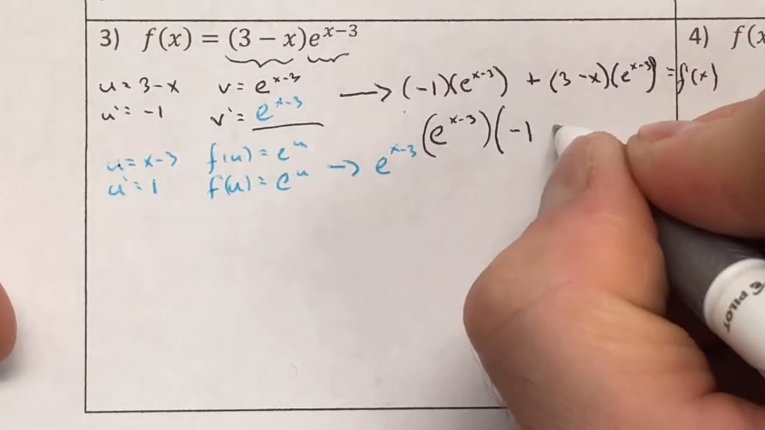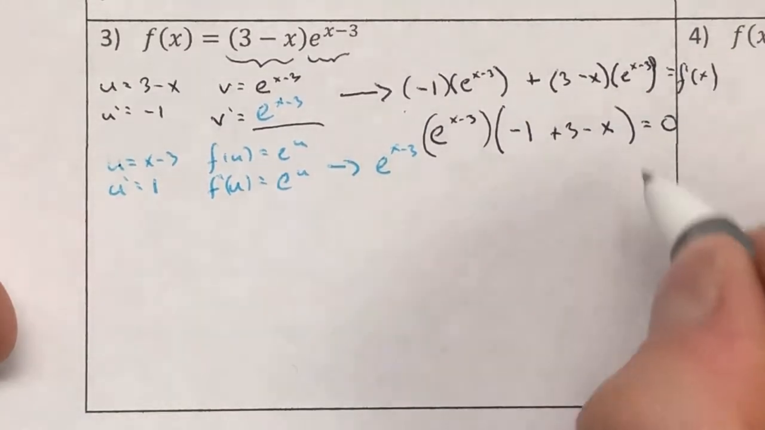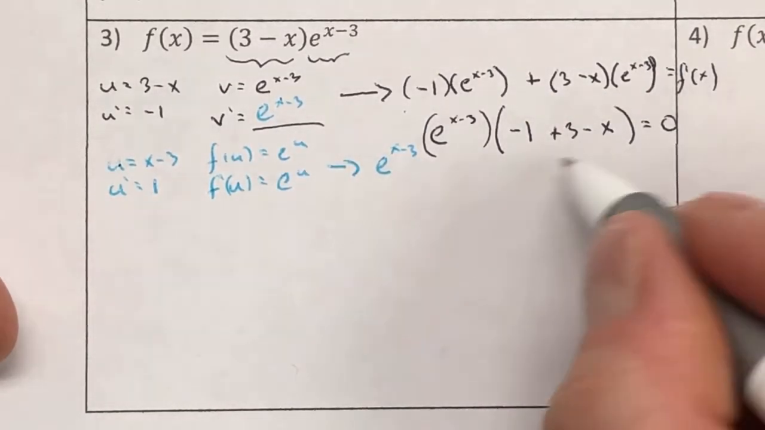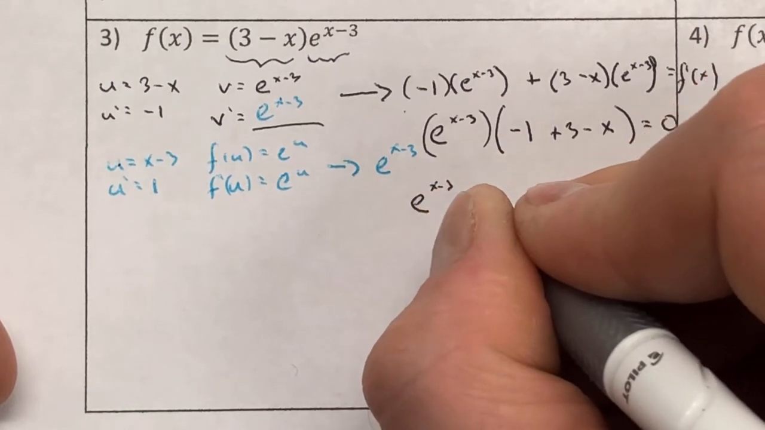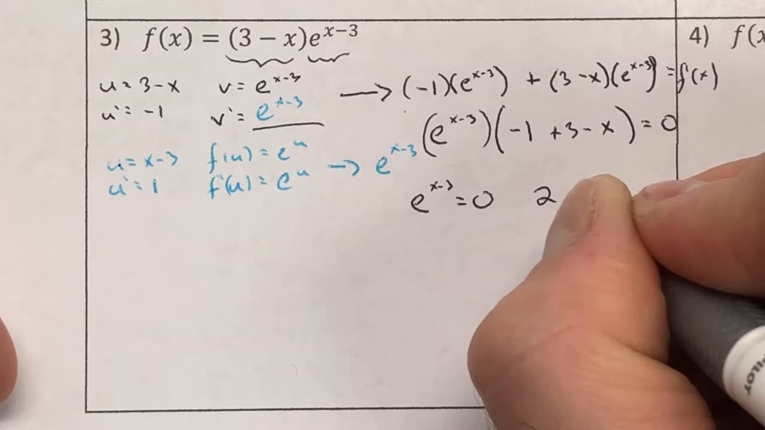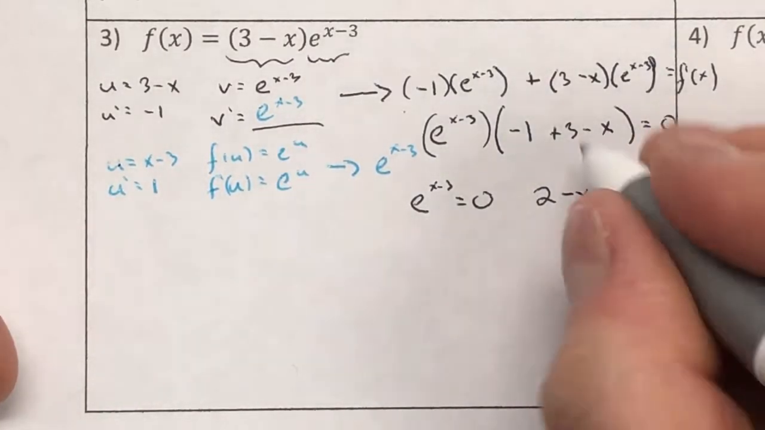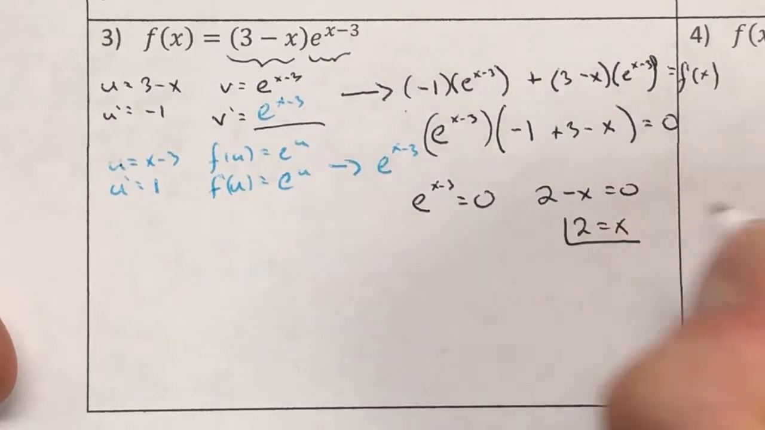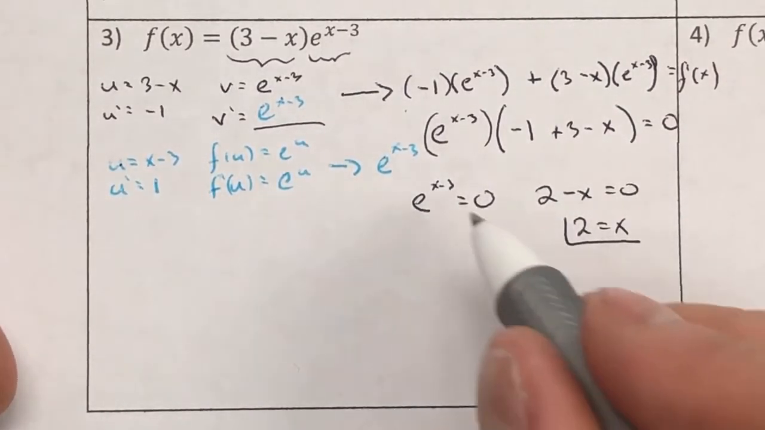Factor out, I have a negative 1 plus 3 minus x. Boom. I'm setting this all equal to 0, which allows me to solve two different parts. e to the x minus 3 is equal to 0. And then this is going to simplify down into 2 minus x is equal to 0. This one's not hard. Critical value at 2.